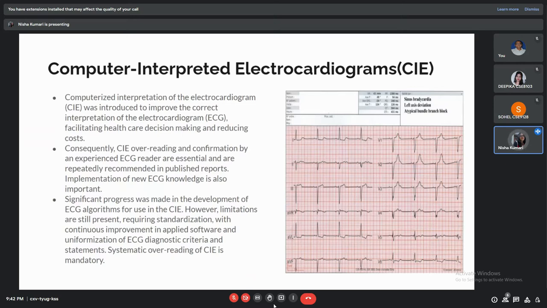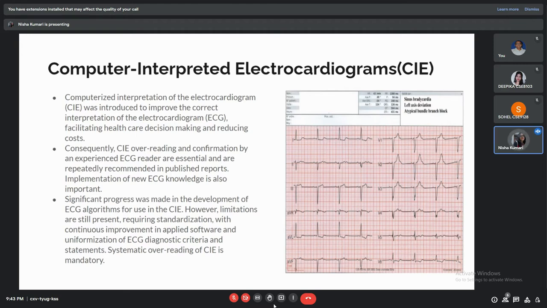Computerized interpreted electrocardiograms. So computerized interpretation of the electrocardiogram was introduced to improve the correct interpretation of the electrocardiogram, facilitating healthcare decision making and reducing costs. Consequently, CIE overreading and confirmation by an experienced ECG reader are essential and are repeatedly recommended in published reports. Implementation of new ECG knowledge is also important.